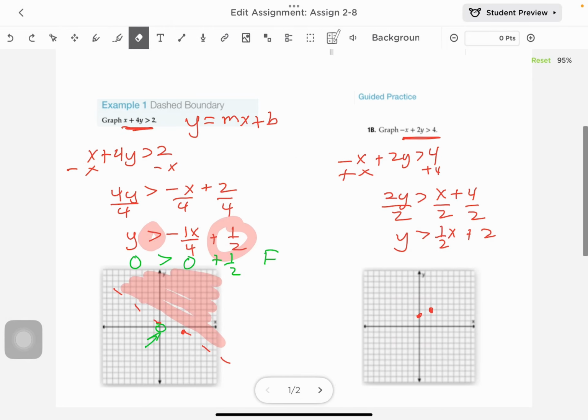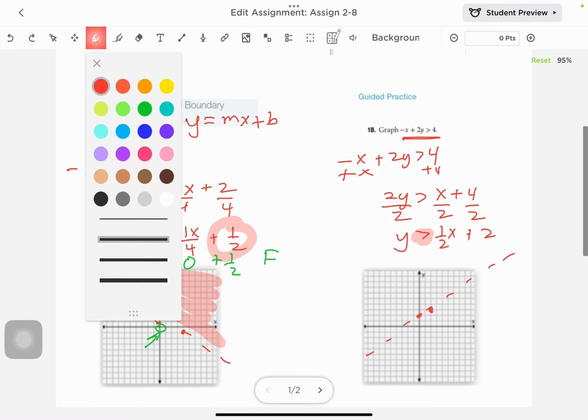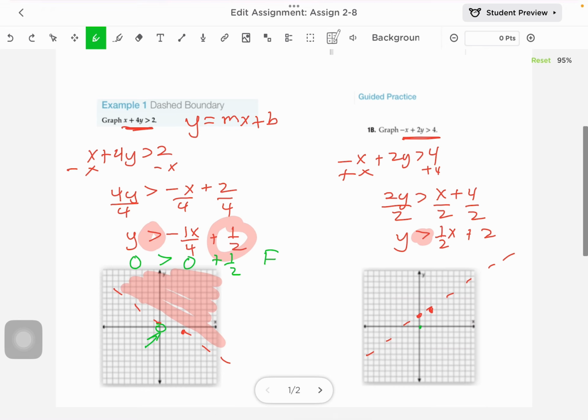Oops, I made a common mistake. Once again, the inequality is not equal, so it has to be a dashed line. So I do my dashed line. And then once again, I'm going to use 0, 0, this point right here. I put 0 in for y, 0 in for x, and then I look at this inequality and see if it's true. 0 bigger than 2, once again, that's also false, so this point cannot be part of the shading, so I shade away from it. If it were true, I would shade that point, but since it's not true, I shade away.